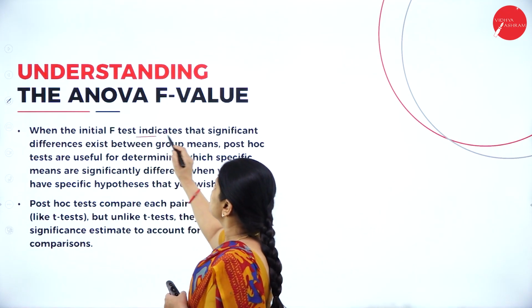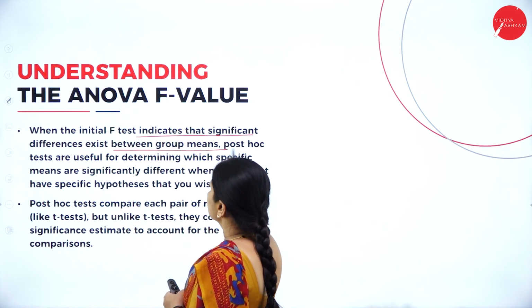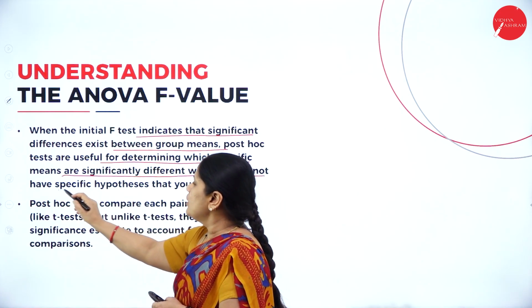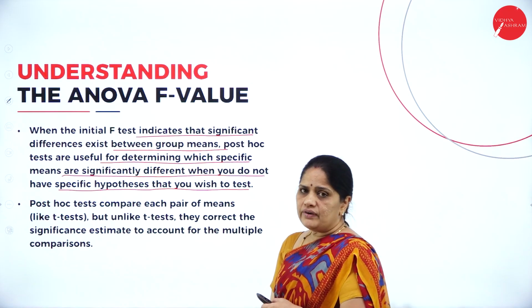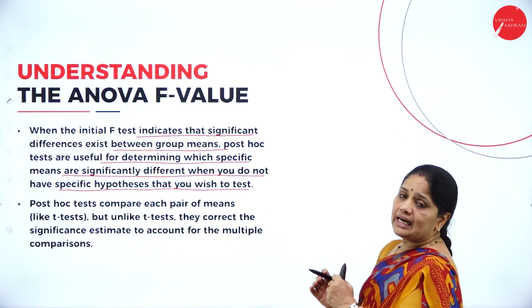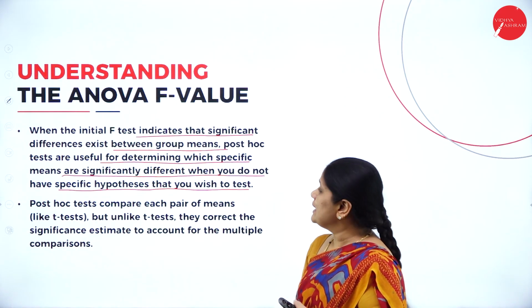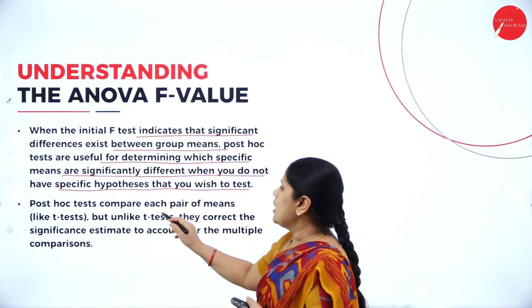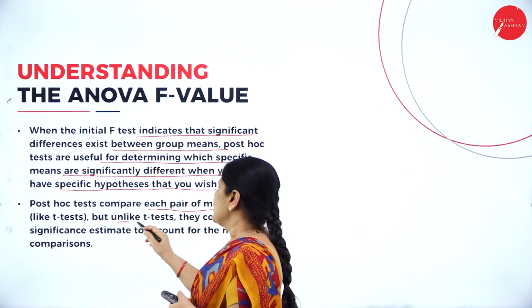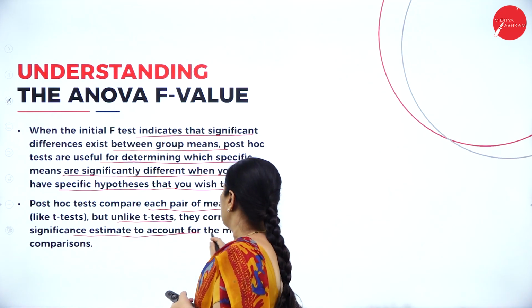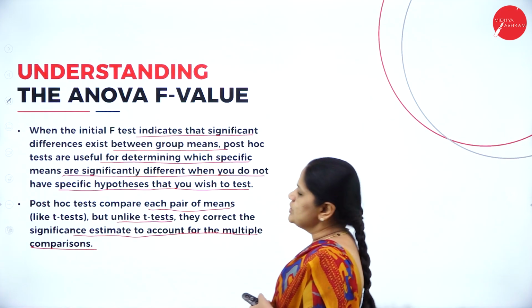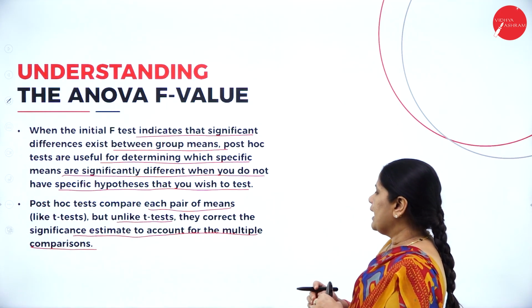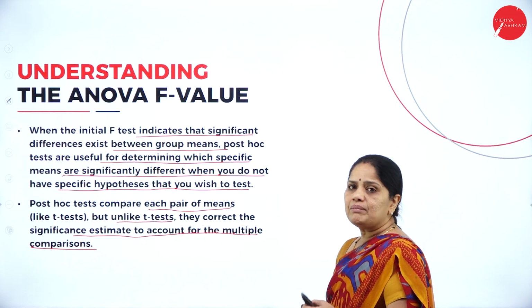When the initial F test indicates that significant differences exist between group means, post hoc tests are useful to determine which specific means are significantly different when you do not have a specific hypothesis that you wish to test. The initial F test indicates that significant differences exist between the group means, but the post hoc test will tell us which specific means are significantly different. The post hoc tests compare each pair of means like a t-test, but unlike the t-test, they correct the significance estimate to account for the multiple comparisons.